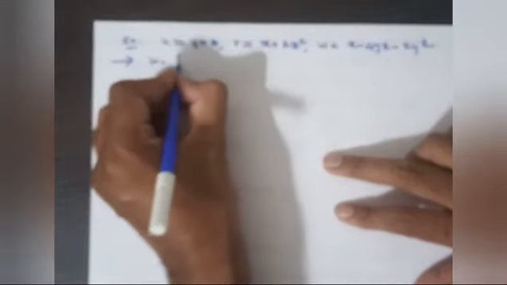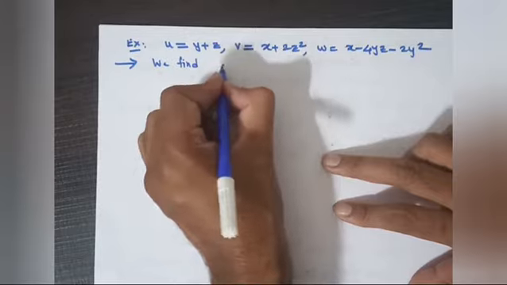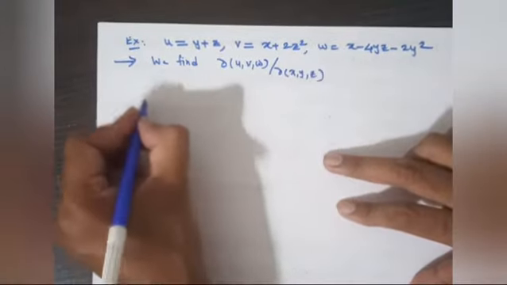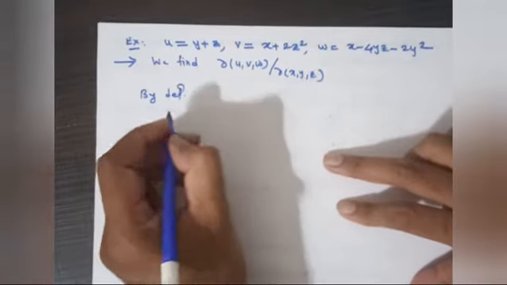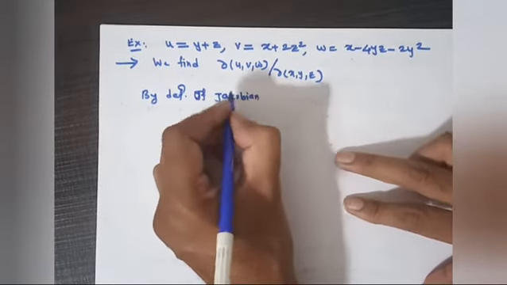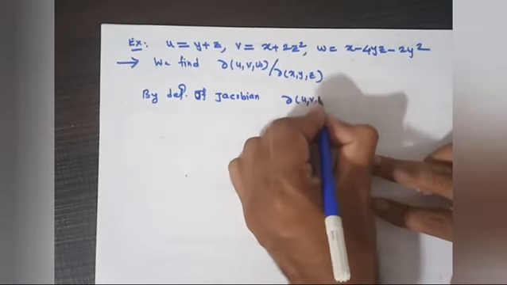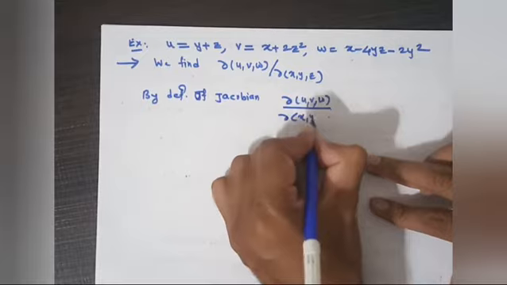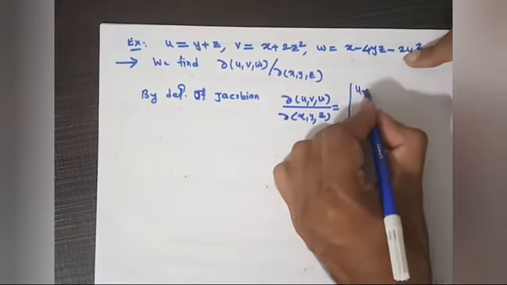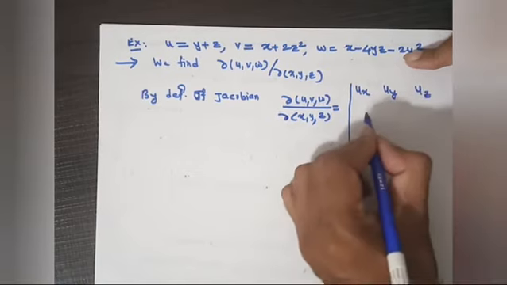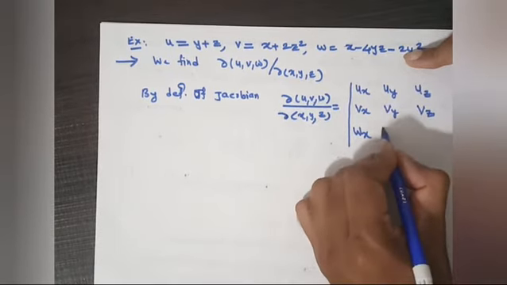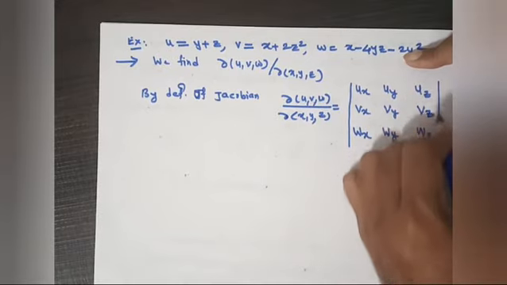So we first find the Jacobian of UVW with respect to XYZ. By definition of Jacobian, the Jacobian of UVW with respect to XYZ, ये कितना होगा? The formula is the partial derivative of u with respect to x, u with respect to y, u with respect to z, v with respect to x, v with respect to y, v with respect to z, w with respect to x, w with respect to y, and w with respect to z.